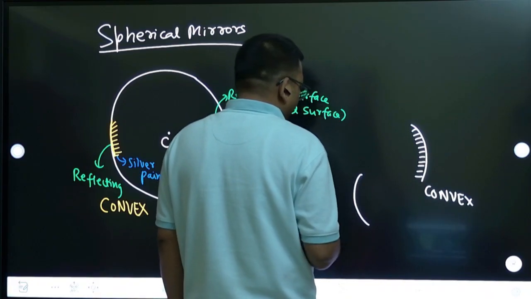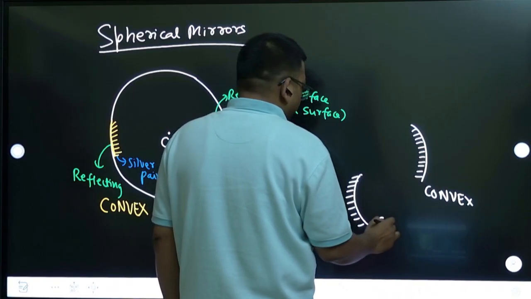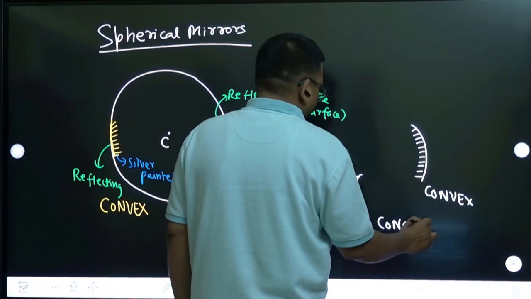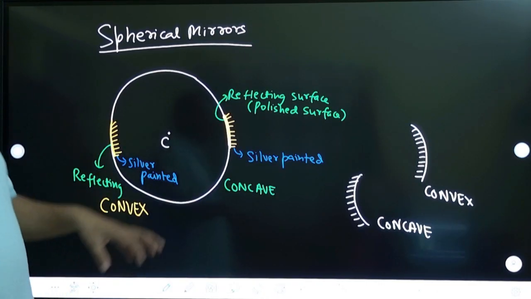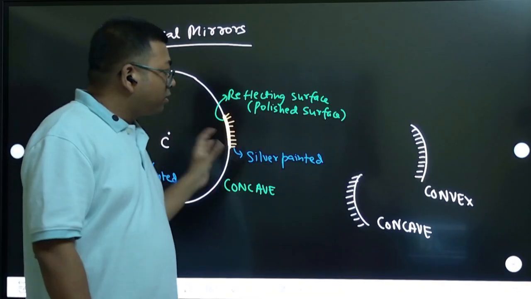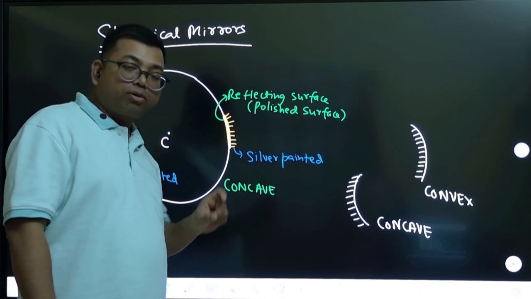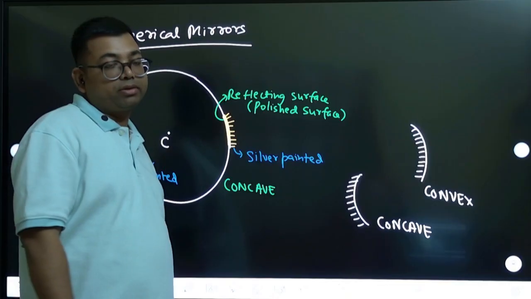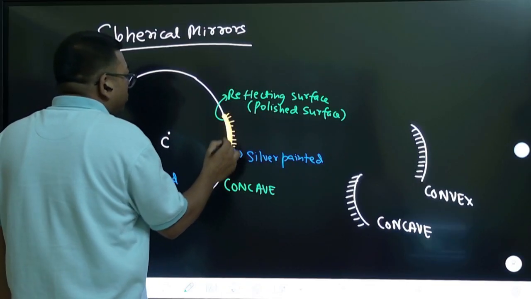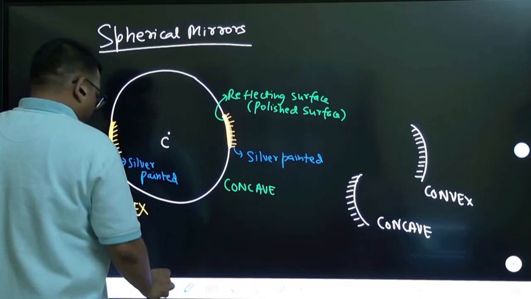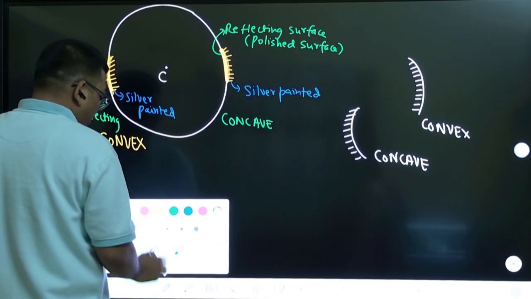Suppose I show it like this, and if I show this as painted, then this is still concave only. Okay. So, concave convex. What is concave convex? It is a part of a sphere. The entire sphere may be a very big sphere, but the part that you are cutting out from that sphere is a very, very small segment. So this is a very small portion, and this is also called the aperture.